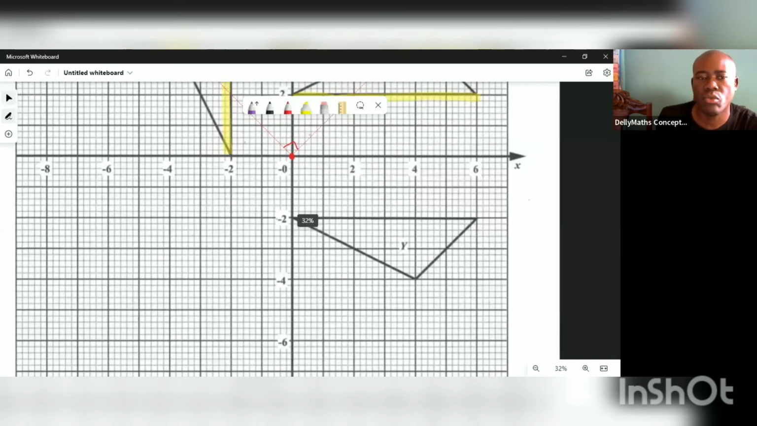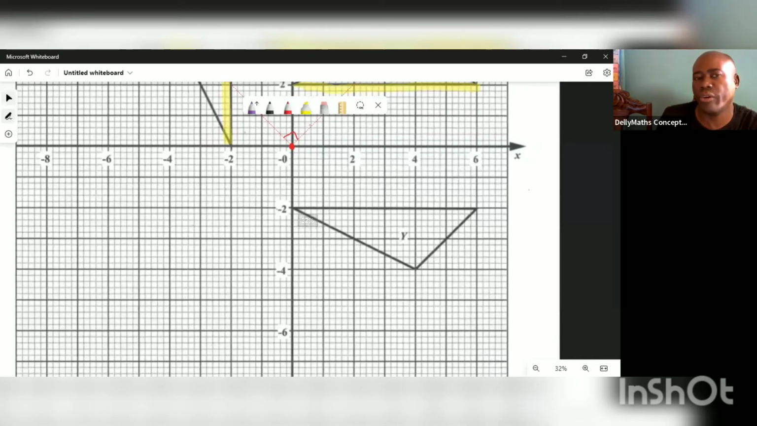-7 would mean that we're going to the left, and 1 means that we're going to go up. So the translation we're going to be using is t equal to -7, 1. Remember though, the concept of the translation is that the top number, if it is negative, you go to the left, and if it is positive, you go to the right. For the bottom number, if it is negative, you go down.